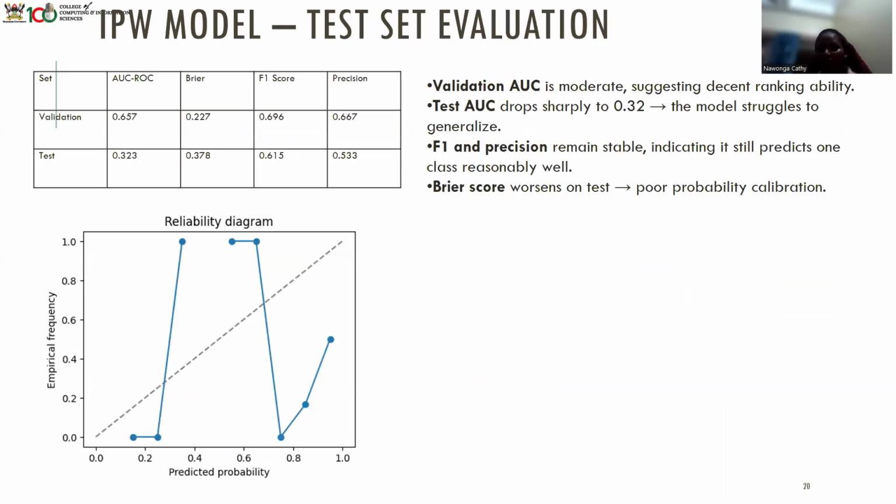Next we have the IPW model. It showed a weak ranking, that is a low area under curve and poor calibration, but it maintained a decent F1 score. This suggests that it may be useful in binary decision settings, but require refinement for probabilistic tasks.